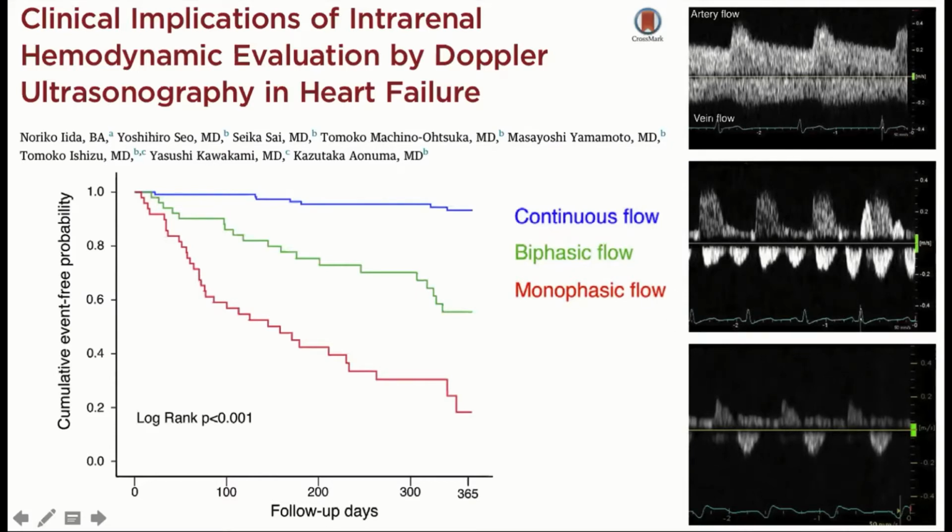Using these classifications, these authors found a very strong association between altered patterns of intrarenal venous flow and adverse clinical outcomes in patients with congestive heart failure. And again, this highlights how organ congestion is probably an important factor in mediating morbidity and mortality in this patient population.